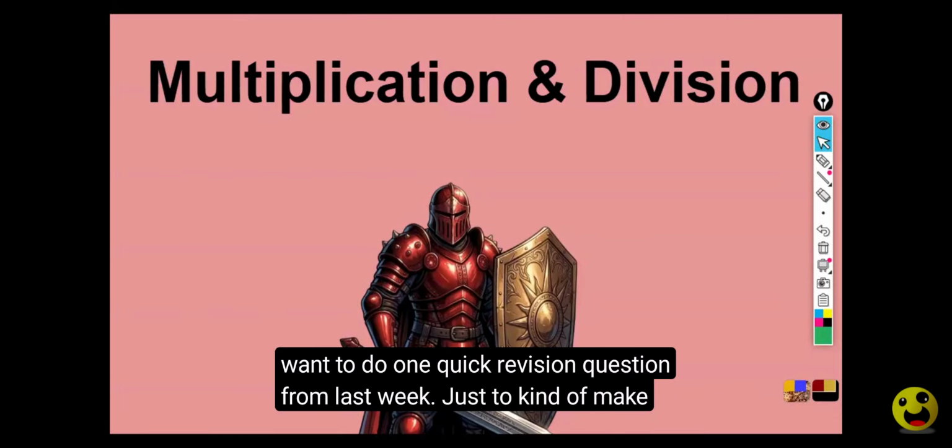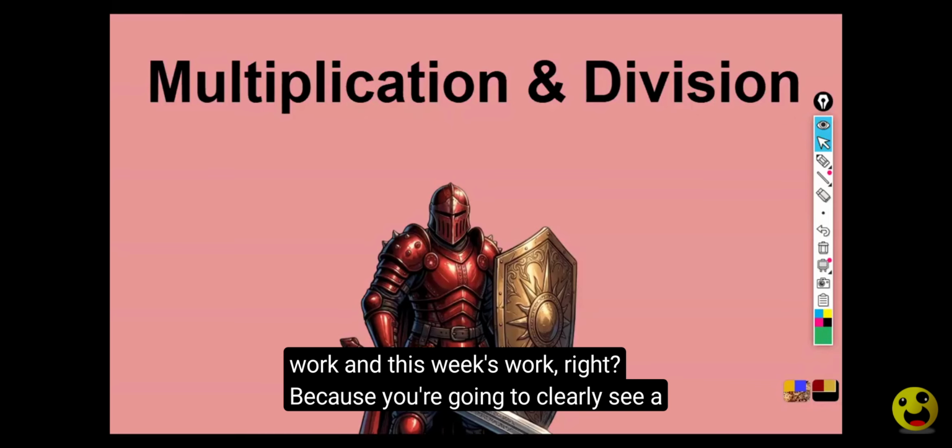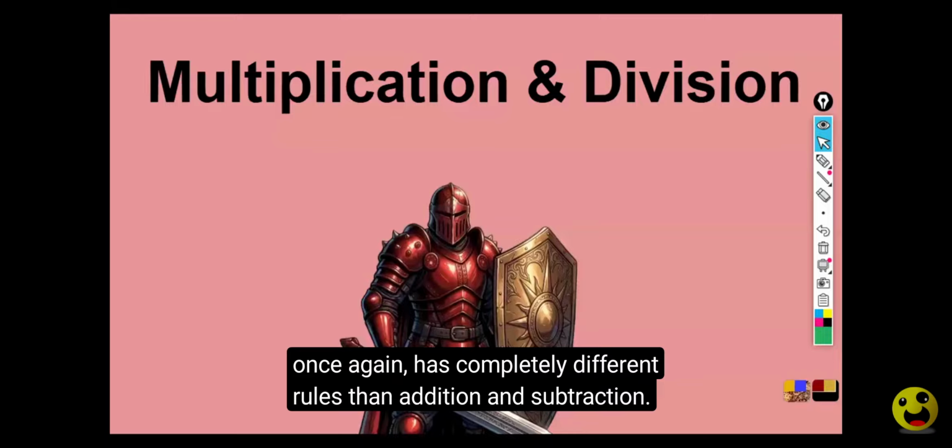And I just want to do one quick revision question from last week, just to make sure that we can compare the major difference between last week's work and this week's work, right? Because you're going to clearly see a huge difference between the two categories. Multiplication and division, once again, has completely different rules to addition and subtraction.